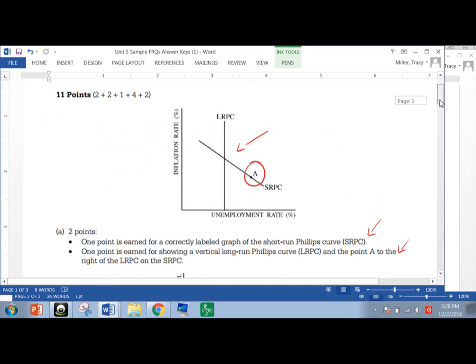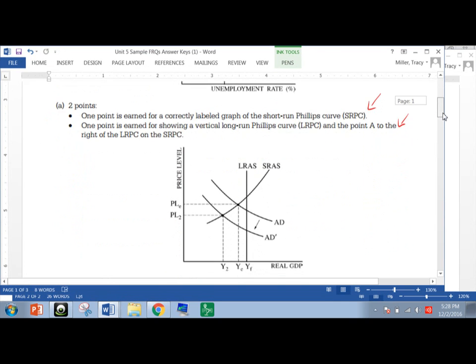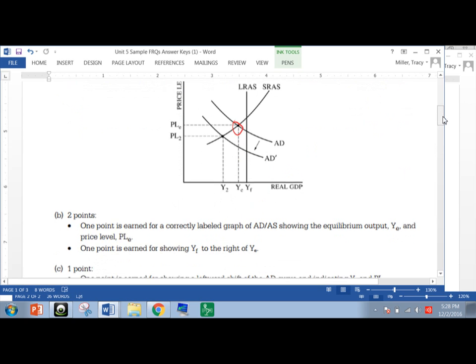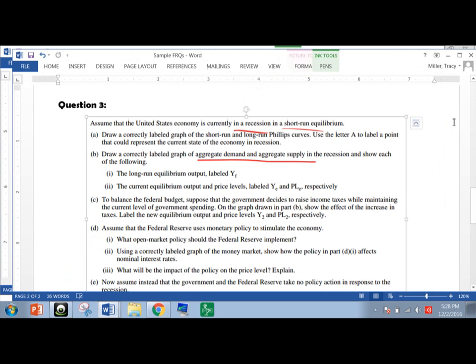At this point, you're going to make a beautiful graph, and it is going to look something like this, where we have the YE and PLE on the left of the long-run aggregate supply, and we're going to get 1 point for putting YE and PLE on the inside of the long-run aggregate supply, and another point for putting the YF on the long run to the right. Now I know this graph is showing aggregate demand shift, and that is because of what is next.